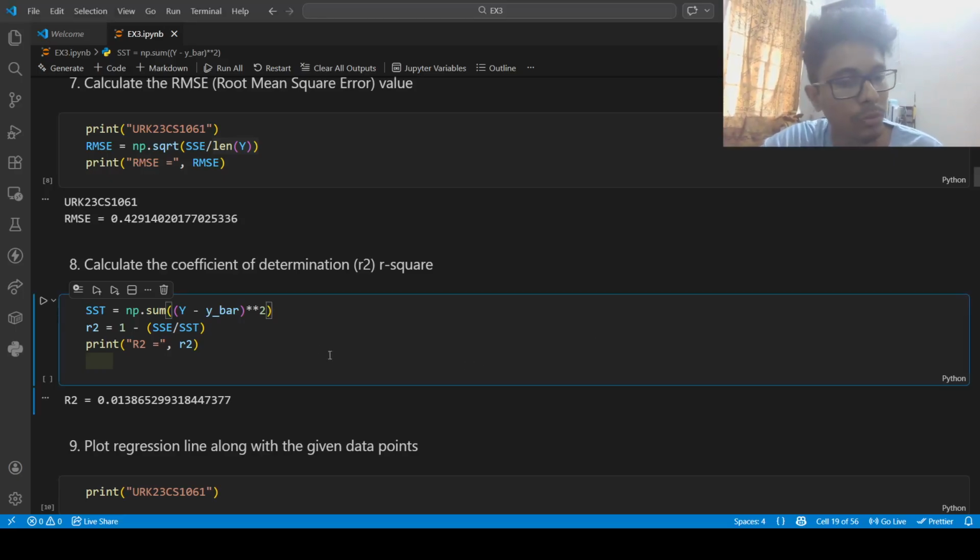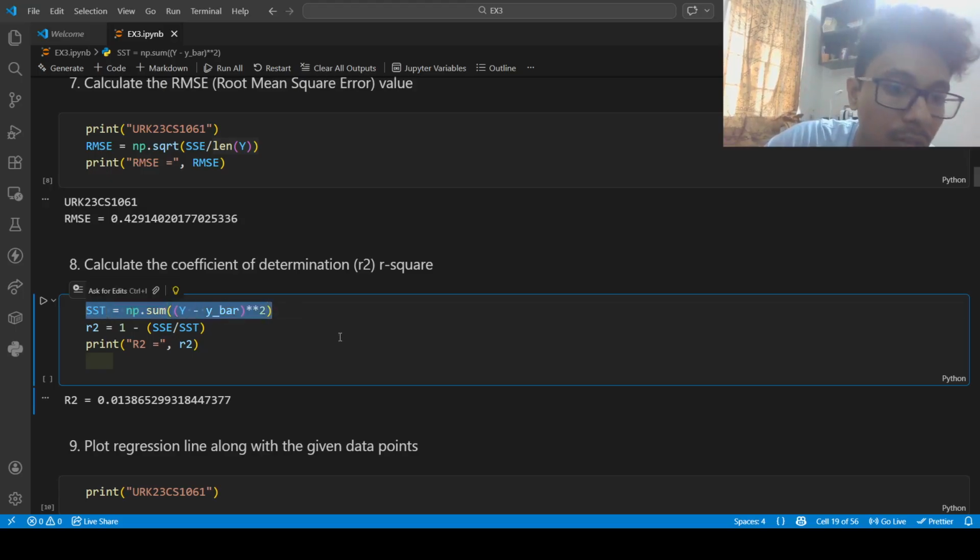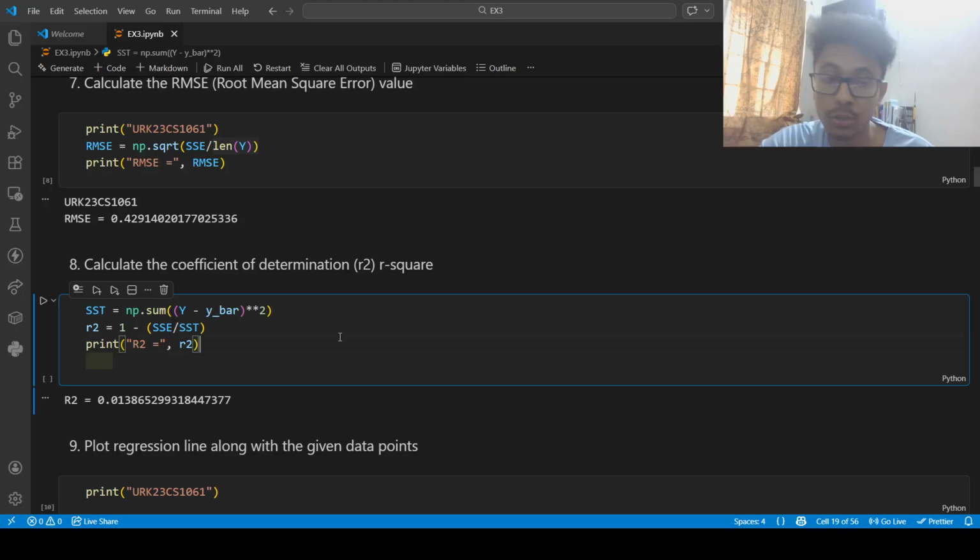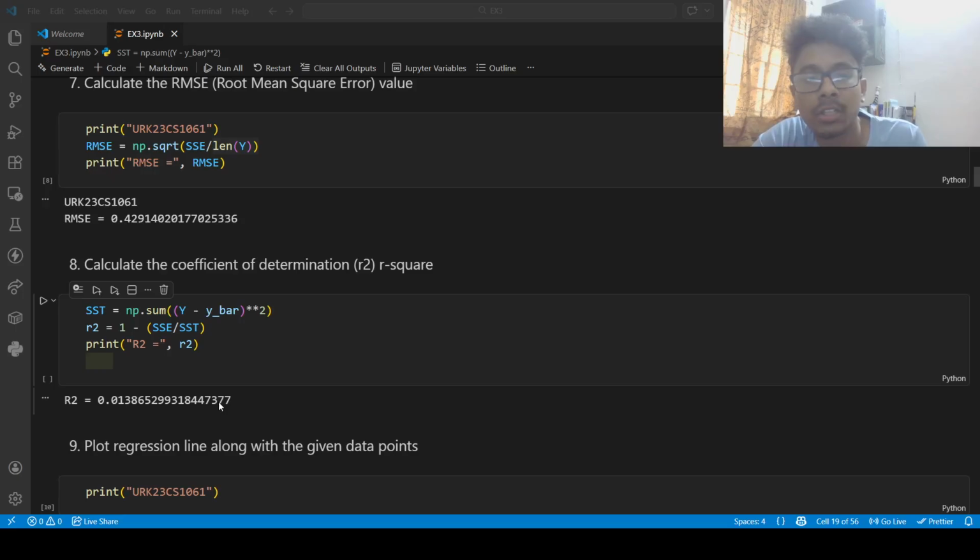So I have applied both the formulas here because I need SST first. So SST formula is summation of y minus y bar the whole square, and R square is equal to 1 minus SSE by SST. With this, I'll be able to find out R square. So here, I found out R square is 0.0138, which means that only 1.3% variation is explained here, which means the model is very weak. The dataset which we have here, the model is very, very weak.